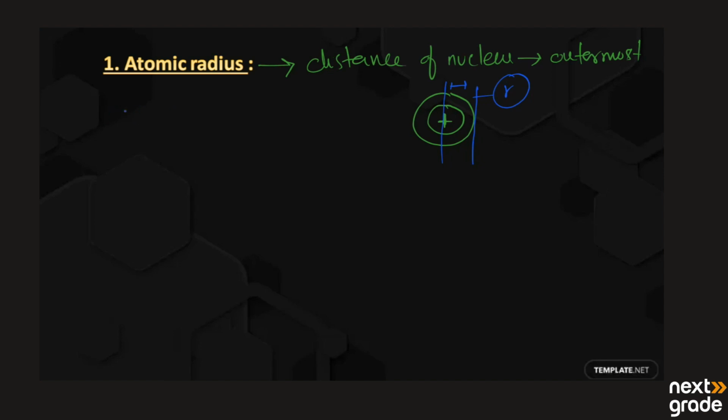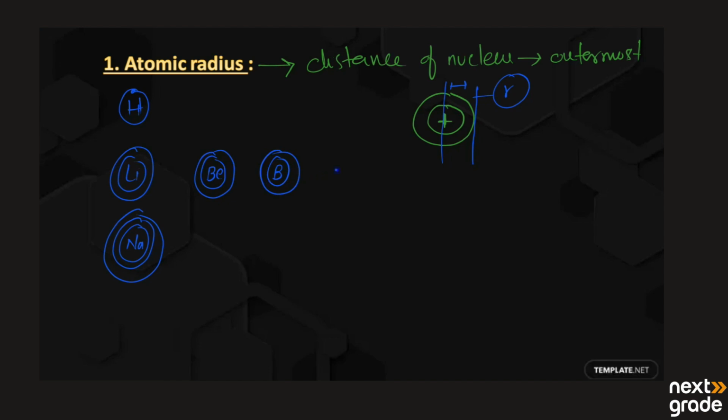When we move from top to bottom in a group, atomic size is going to increase, from hydrogen, next we have lithium, after that sodium. Likewise, when we move from left to right, lithium, after that beryllium, then boron, then carbon, then nitrogen, oxygen, fluorine, and after fluorine, neon. This is a simple sketch. This is group 1A from top to bottom. This is the first period, this is the second, and this is the third period.